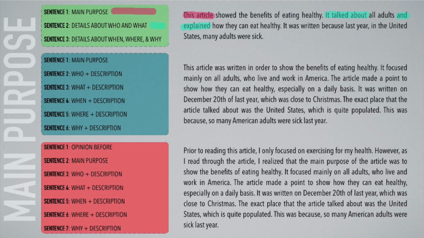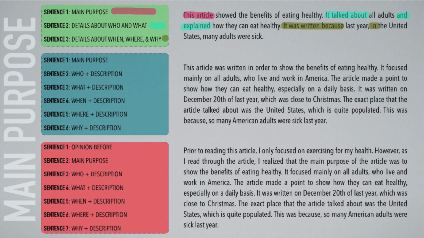And the third sentence for the beginner level is details about when, where, and why. Let's read it. "It was written because last year in the United States, many adults were sick." So in this sentence, the pattern we will use is, "it was written because ... in." All right, remember, for this sentence, we have when, where, and why. So for the beginner level, in order to write the main purpose, you need 3 sentences.